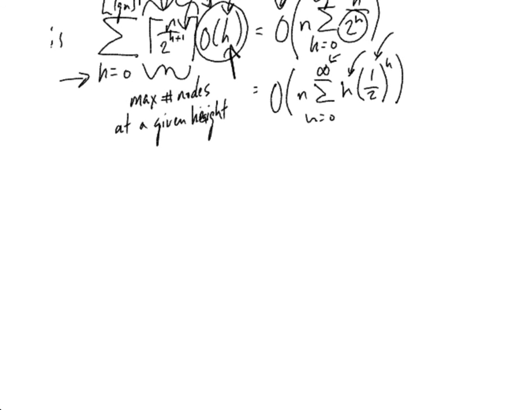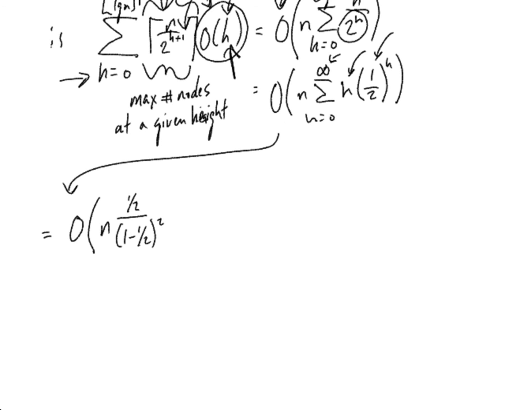Now, that becomes big O of n times 1/2 over 1 minus 1/2 squared. And that is by equation A.8 in appendix A. So we simplified, we solved, and came up with a closed form solution of the summation. And that is equal to order 2n, which is order n.